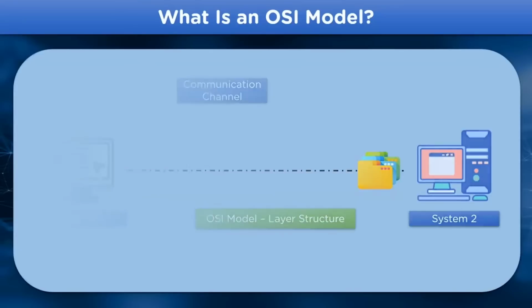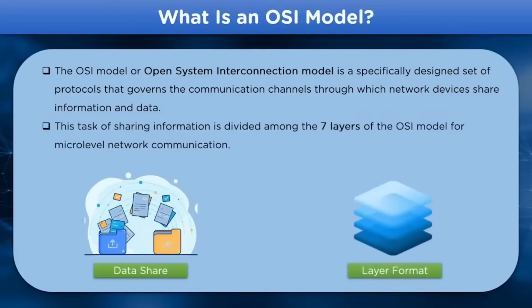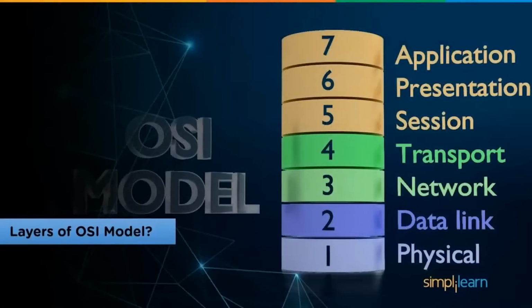Let's take a look at the definition of the OSI model. The OSI model stands for Open System Interconnection Model, a specifically designed set of protocols and standards that governs the modeling and conversion of the data for proper transmission over the network channels. The OSI model is based on a layer structure, where it consists of 7 different layers, and each layer has a different set of protocols that are to be applied on the data during the transmission over the network channel. Let's take a look at the different layers of the OSI model.